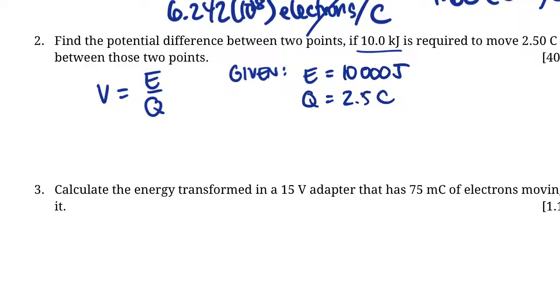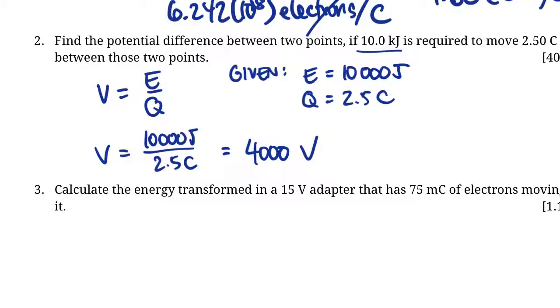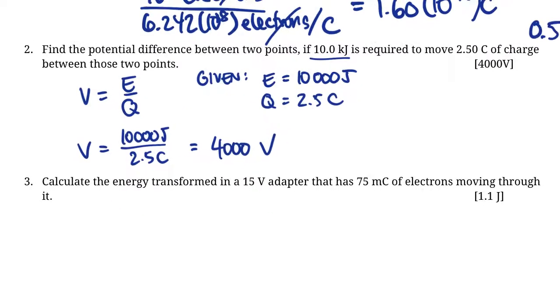Now we can plug them into the equation to find our electric potential difference. That's 10,000 joules over 2.5 coulombs. On my calculator, 10,000 divided by 2.5 gives me 4,000. Remember, a joule per coulomb is what a volt is defined as. So 4,000 volts. We need a lot of volts to apply that energy to that amount of charge. If we check our answer up here, 4,000 volts seems to agree.